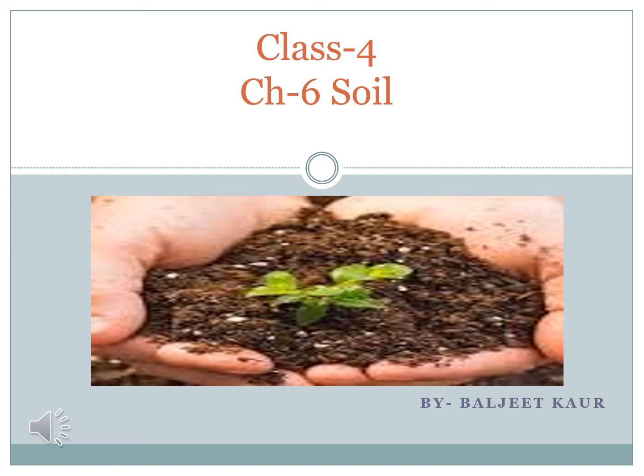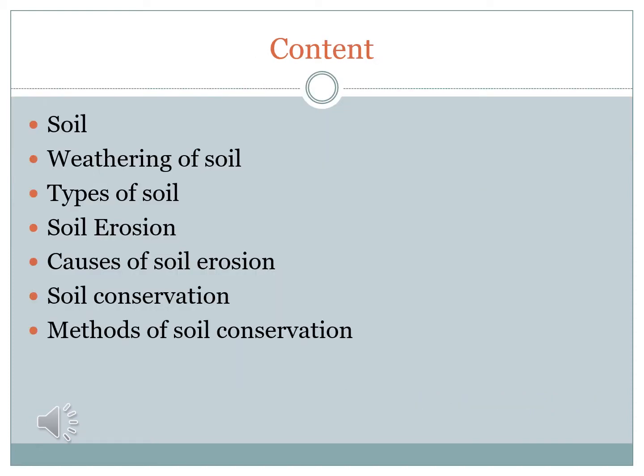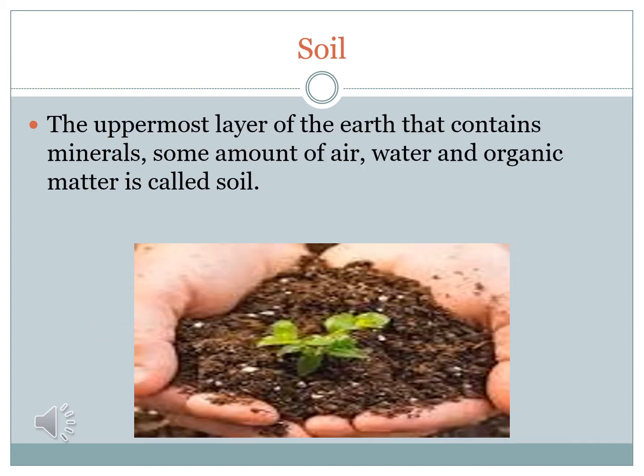Today we are going to start new chapter 6, soil. In this chapter we will study about soil and its importance, weathering of soil, which means how soil is formed, types of soil and soil erosion, causes of soil erosion, soil conservation and methods of soil conservation. Now first we will discuss about soil.